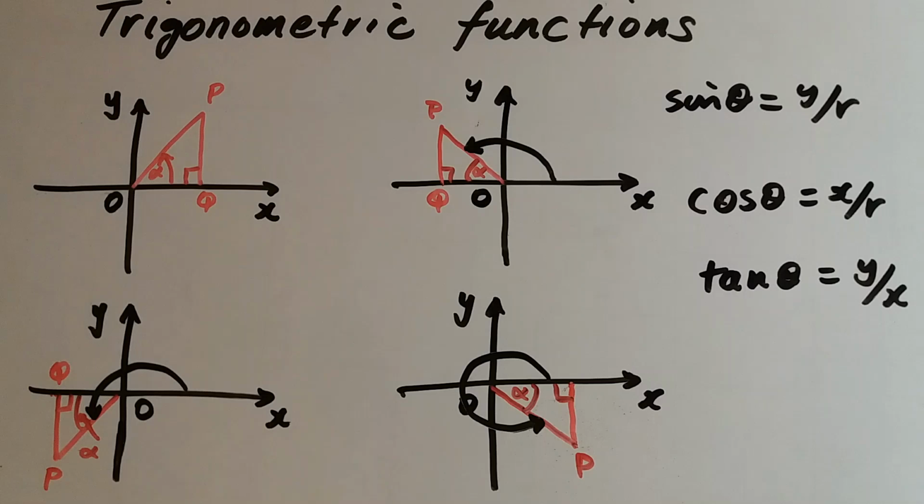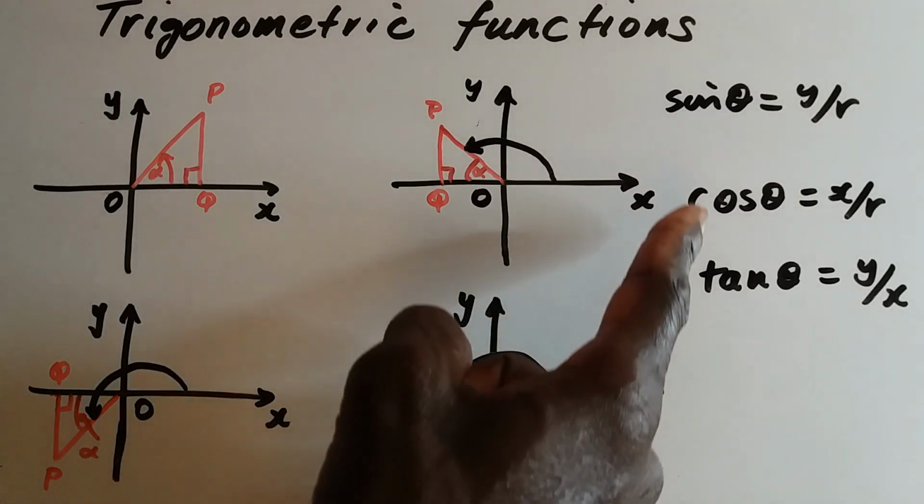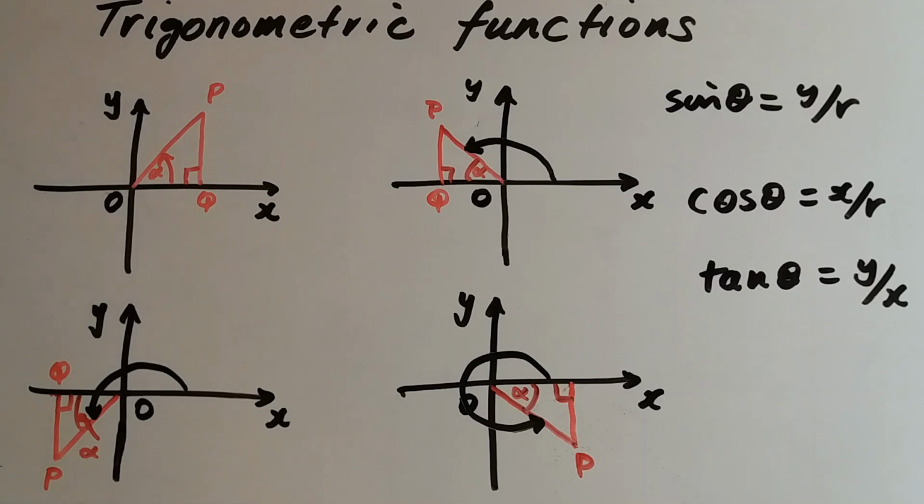Hi, welcome to part 3 of trigonometric functions. We have 4 diagrams here which help us to determine the numerical values of the above ratios. So these are the ratios: sine theta, cosine theta and tan theta.